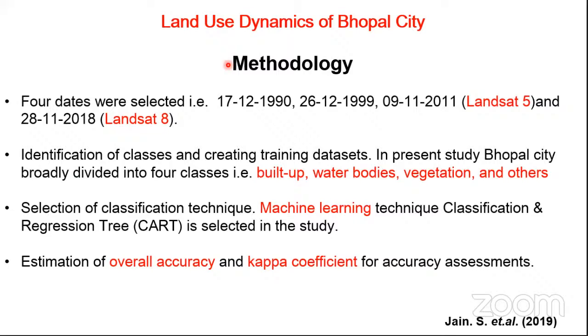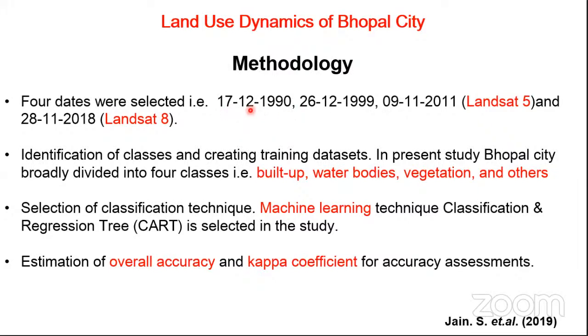Then we can look at land use dynamics, like if you want to analyze how the land use land cover has changed over time. We know that Google Earth Engine has an archive of data. The oldest image of Bhopal city that I found was from 1990.